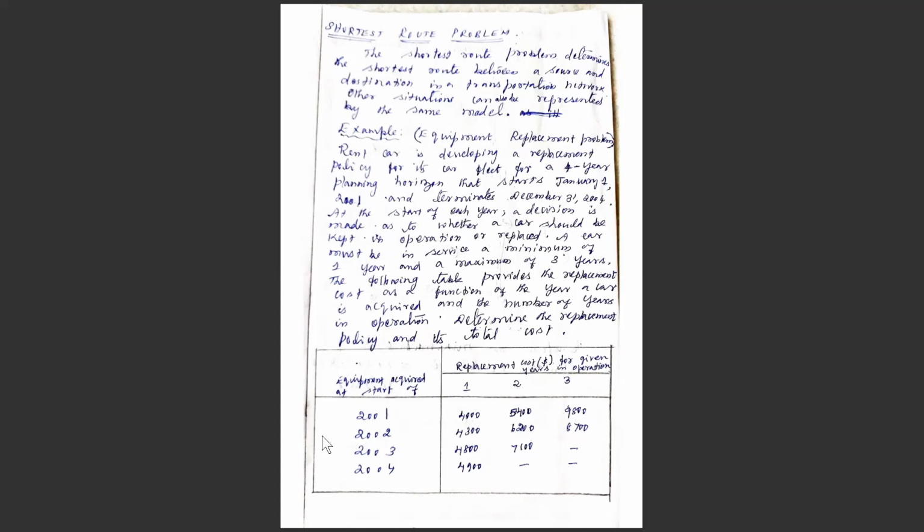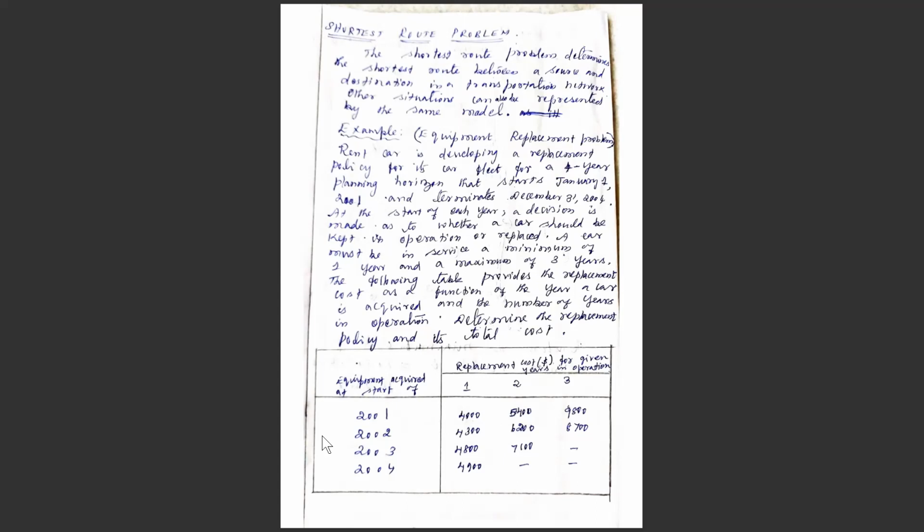At the start of each year, a decision is made as to whether a car should be kept in operation or replaced. So at the start of every year, the company is going to analyze whether the car should be kept in operation or replaced. A car must be in service for a minimum of 1 year and a maximum of 3 years.